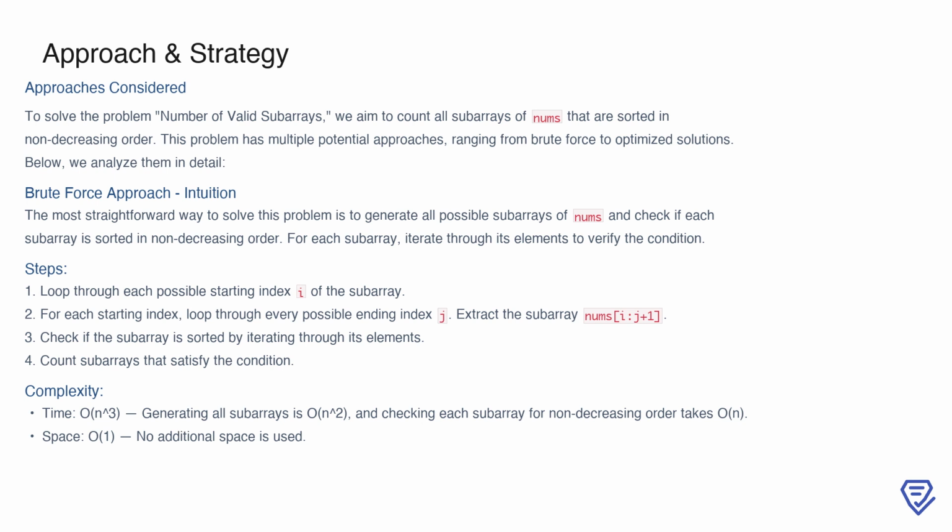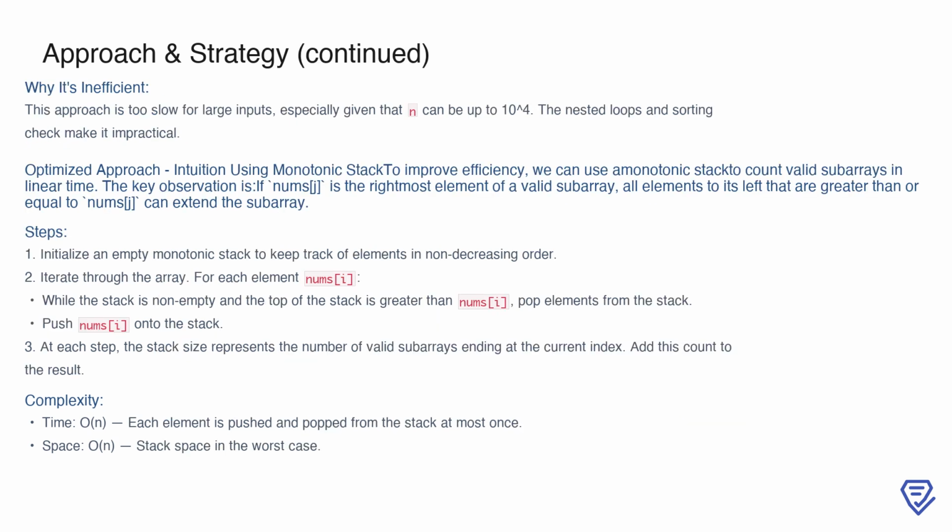While this approach is straightforward and easy to implement, its computational cost is a concern. Generating all subarrays takes n squared time, and checking each subarray adds another n, resulting in an overall time complexity of n cubed. Additionally, it has a space complexity of O(1), since no additional data structures are used. However, this inefficiency makes it unsuitable for large inputs, particularly when the array size can go up to 10,000 elements. The brute force approach, while simple, becomes infeasible for larger arrays due to its cubic time complexity.